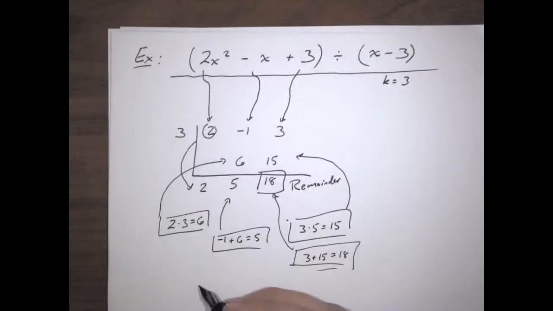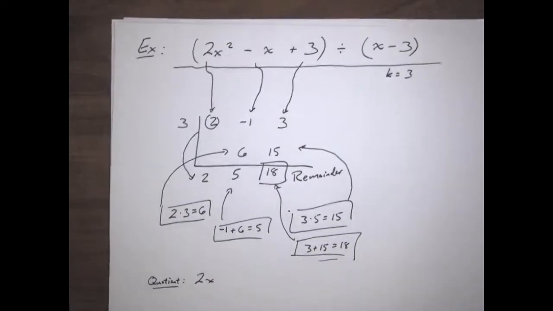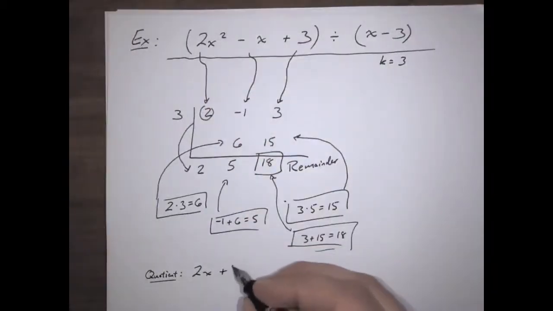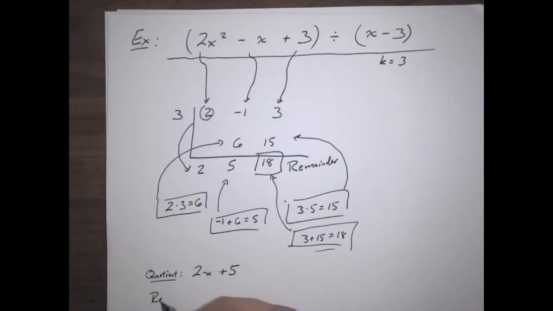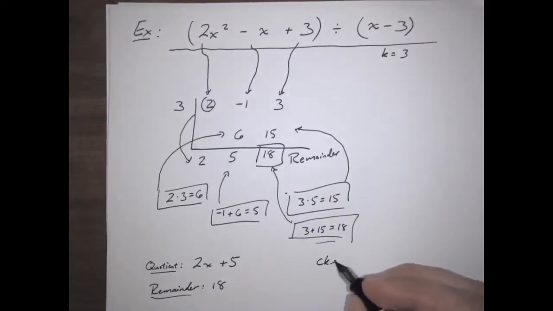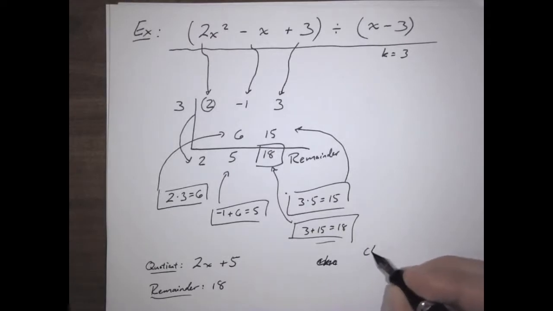So we'll have the quotient, just reading off the coefficients here, starting with degree 1 less than the dividend, 2x plus 5, and a remainder of 18. Now this may all seem like voodoo, and it may be suspicious to you. So for one time, let's just check this by multiplying the quotient times the divisor.